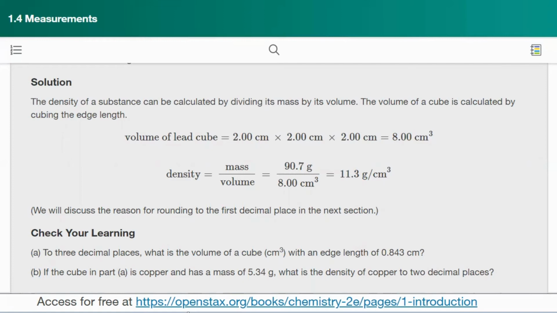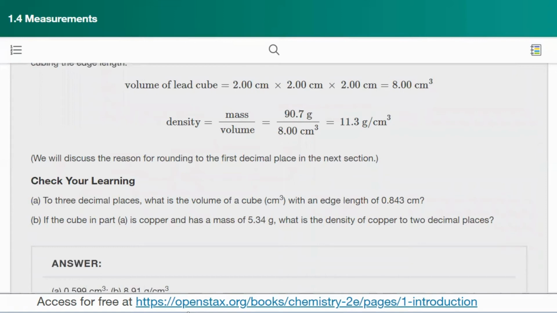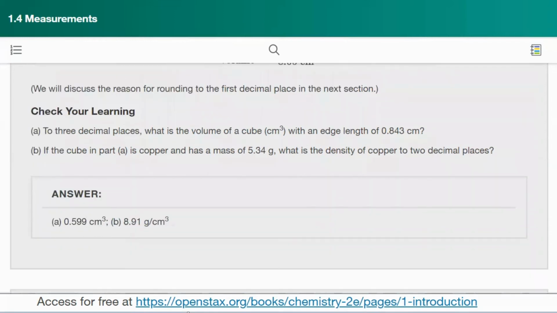So check your learning. A, to 3 decimal places, what is the volume of a cube with an edge length of 0.843 centimeters? B, if the cube in part A has a mass of 5.34 grams, what is the density of copper to 2 decimal places? So the answers are 0.599 cubic centimeters for A and 8.91 grams per cubic centimeter for B.